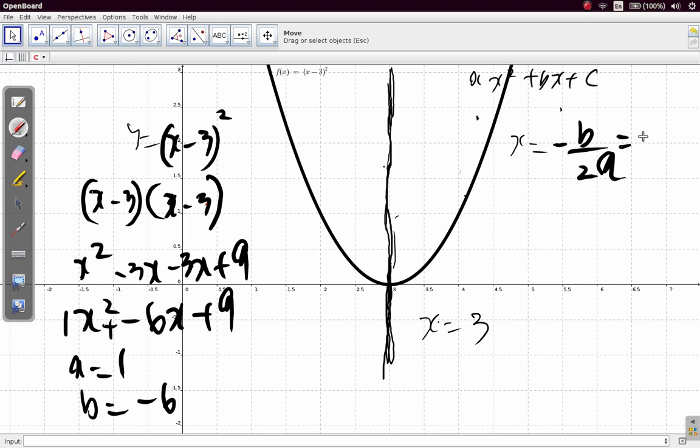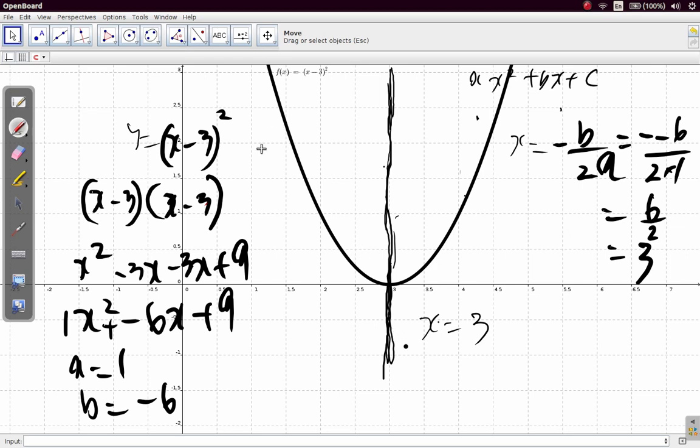So this is saying negative b, which is negative negative 6, over 2 times 1. But minus negative 6 is 6. 6 over 2 is 3. So we can see the axis of symmetry works out so that x equals 3. You see that? This is the axis of symmetry.